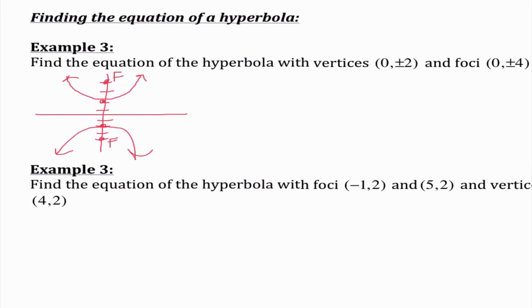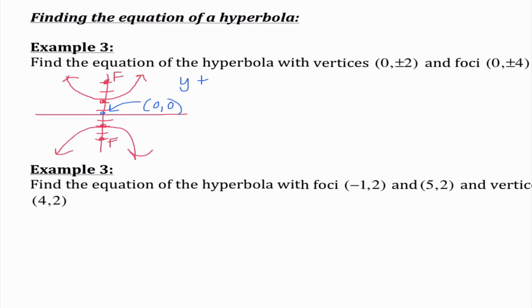So the first thing I'm going to do, since it's up and down, y has to be a positive value. I can also see that the center has to be 0, 0 because the center is the same distance away from the vertices, or we can think of it as being the same distance away from the foci.